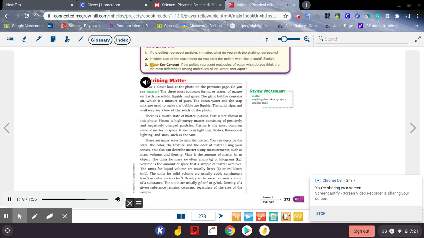Volume is the amount of space that a sample of matter occupies. The units for liquid volume are usually liters, L, or milliliters, mL. The units for solid volume are usually cubic centimeters, cm³, or cubic meters, m³. Density is the mass per unit volume of a substance. The units are usually grams per cubic centimeter or grams per milliliter. Density of a given substance remains constant, regardless of the size of the sample.